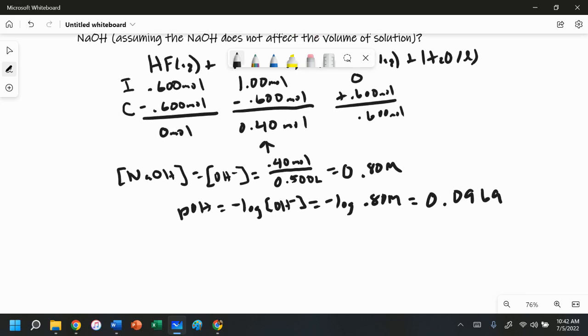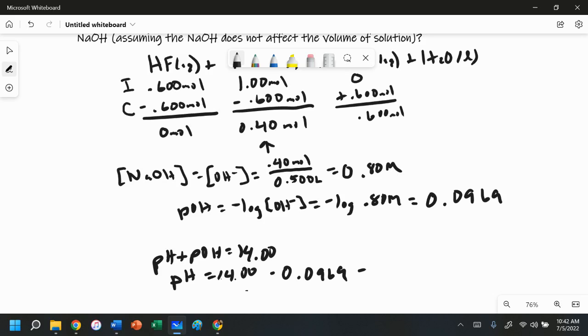So to determine the pH, we're simply going to use the equation pH plus pOH equals 14. We simply plug in our pOH to get our pH. So 14.00 minus 0.0969 gives us a pH of 13.90. So our pH is 13.90 for this particular solution, which again makes sense, a very high pH, given that it is being determined by a strong base.